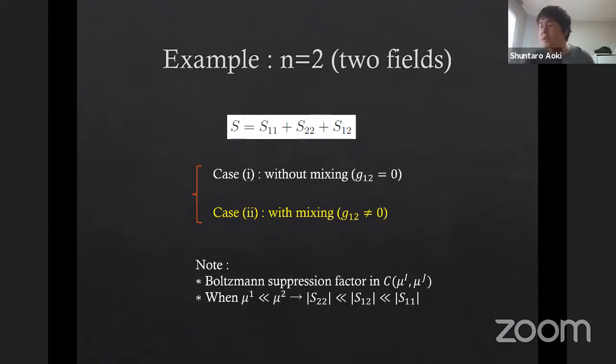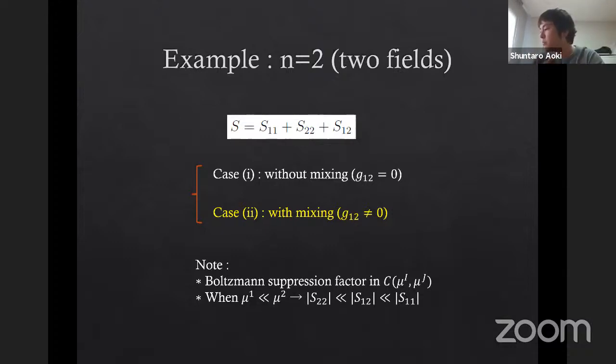Okay, to see more detail, let's focus on the two field example. Then the total shape is given by this form. And furthermore, we divide the situation like this, case 1 and case 2. Case 1 does not contain mixing, but case 2 does. So as we saw before, case 2 is a more interesting situation, but even without mixing, we expect non-trivial waveform because of superposition. So let me discuss both cases for completeness.